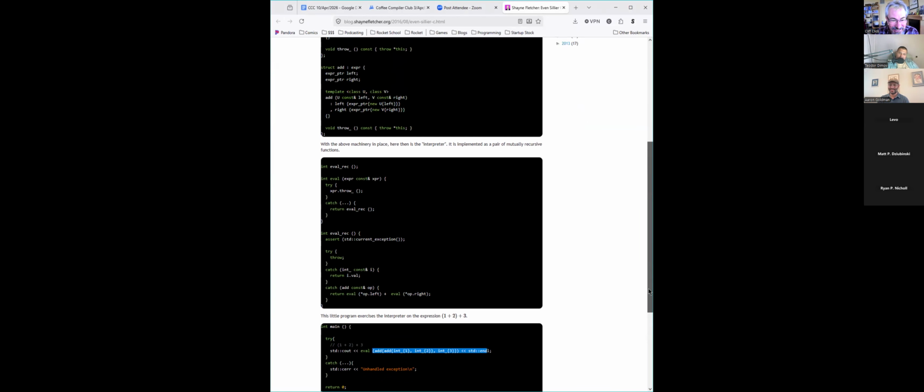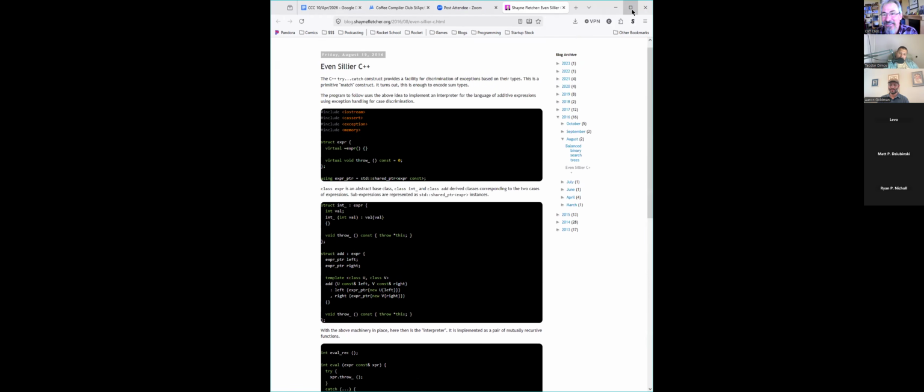Obfuscated C contest here. I love this. Try, throw. Catch this, catch that. Return. It's literally pattern matching. Oh God. Yeah, I see how it works. I'm just like, okay, fine.